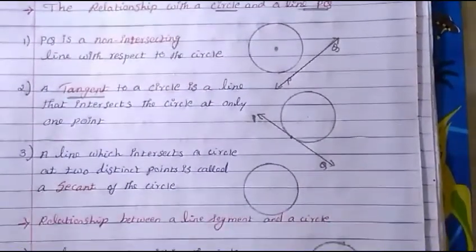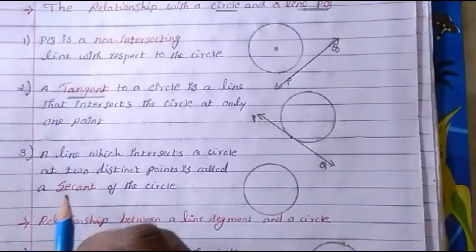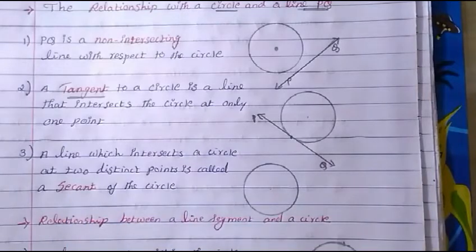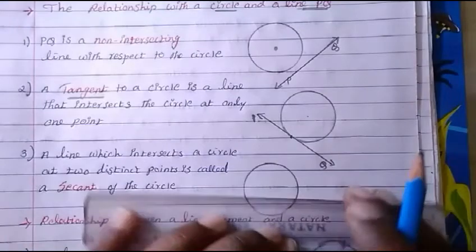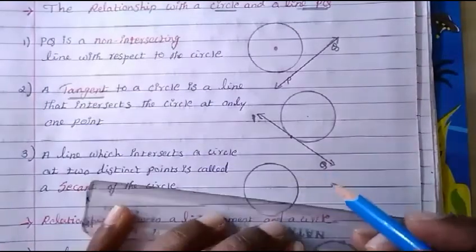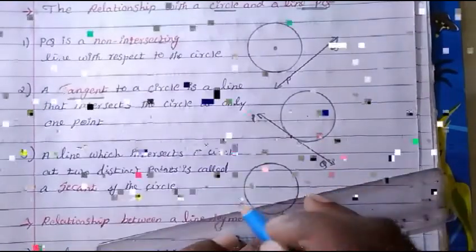Then the third relationship, secant. So what does secant mean? You will see a PQ line somewhere, anywhere you can just draw a PQ line.